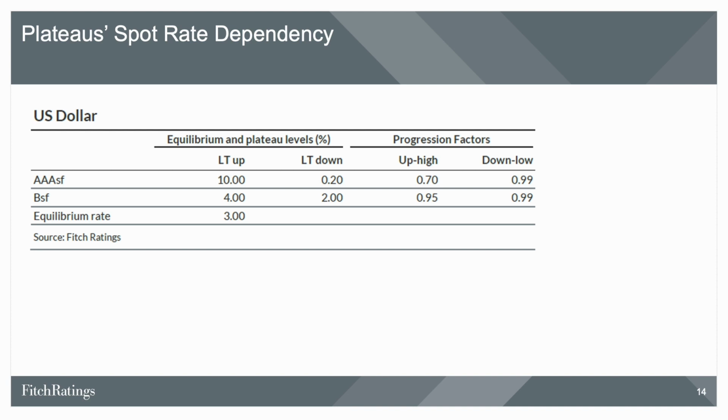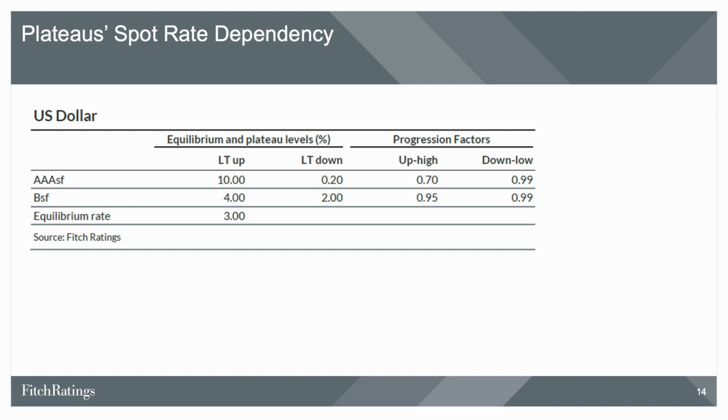If the starting spot is above the equilibrium rate, then the upwards plateau moves up in proportion to this distance. In the criteria table shown here, this proportion is quoted as progression factor. In our US dollar example, the SOFR spot rate of 3.8% exceeded the equilibrium rate of 3% by 80 basis points.